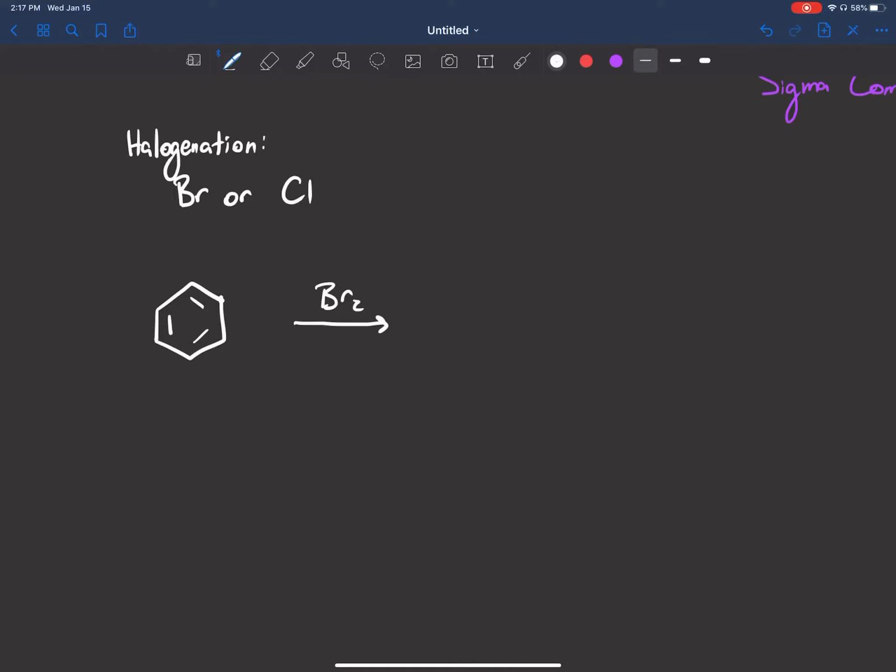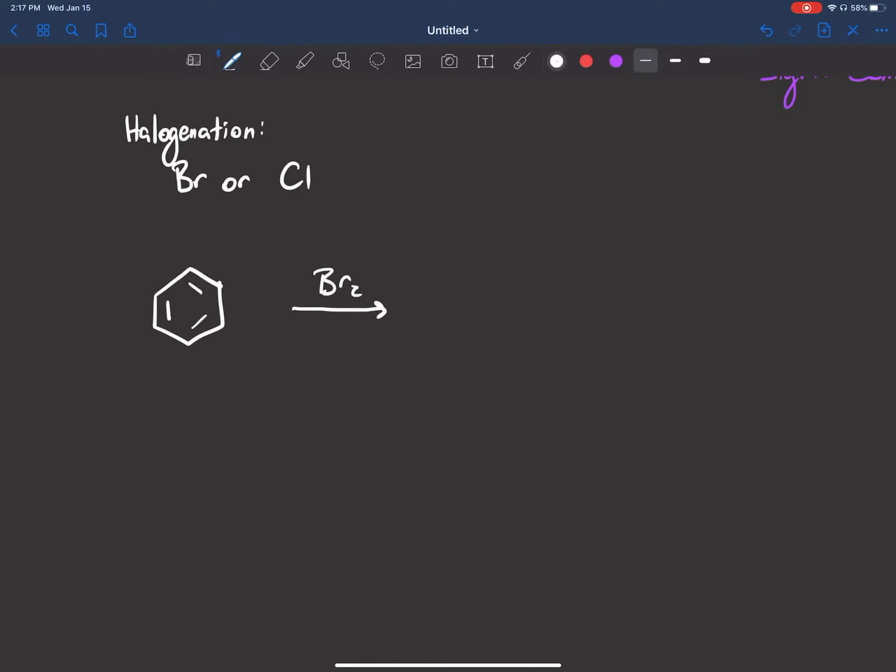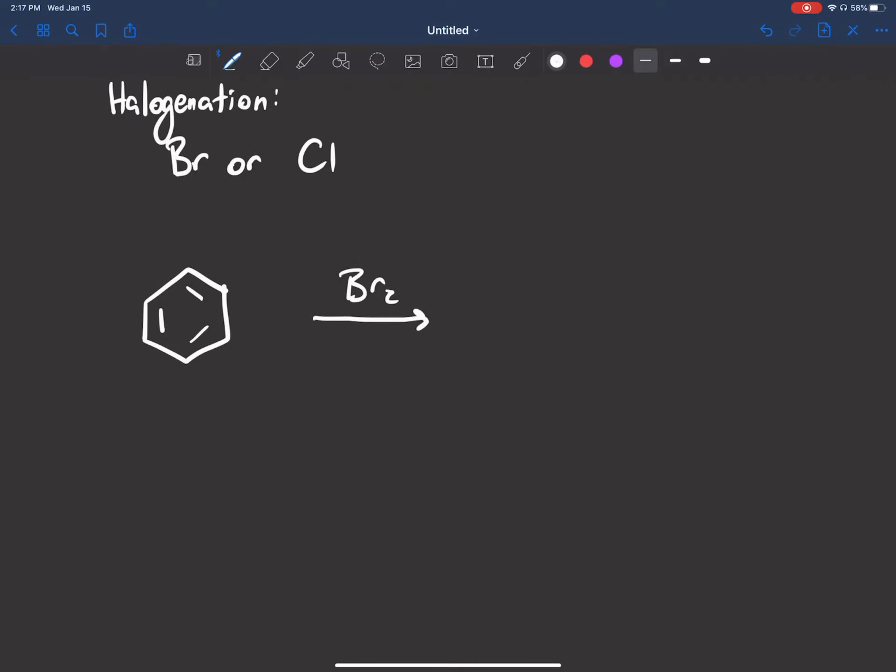Now, the catalyst used in these reactions is going to be called a Lewis acid catalyst. A Lewis acid is something that accepts a lone pair. It doesn't have to do anything with protons, right? Or like let's say hydroxide ion. It has to do with the flow of electrons. So Lewis acids accept electrons. In this case, we're going to use FeBr3.